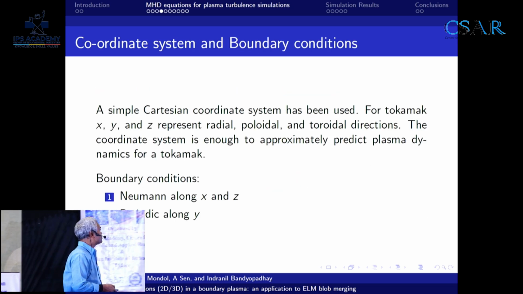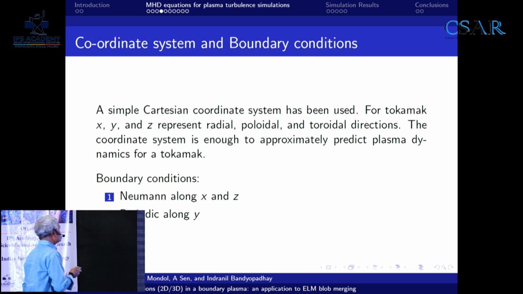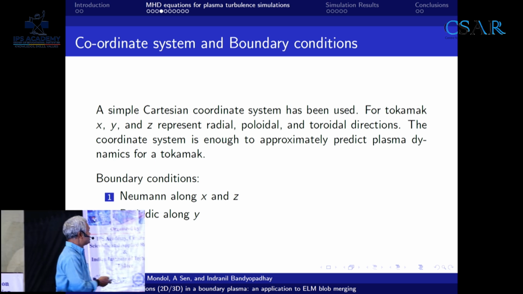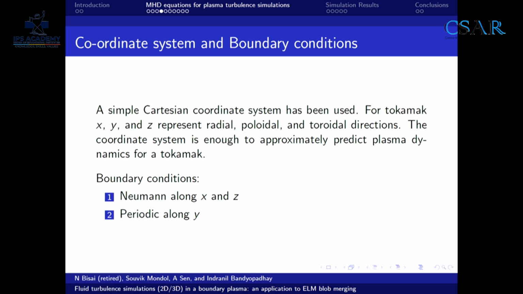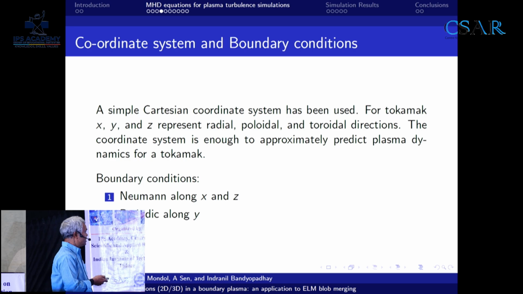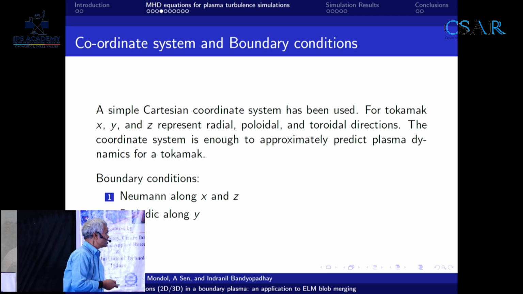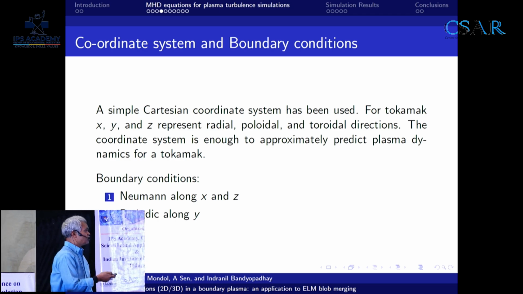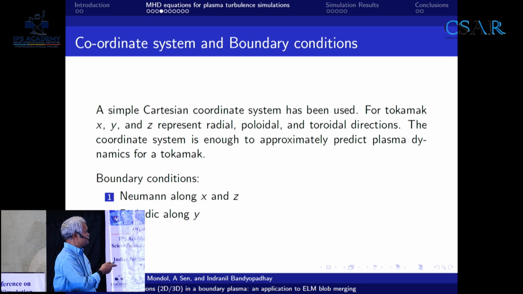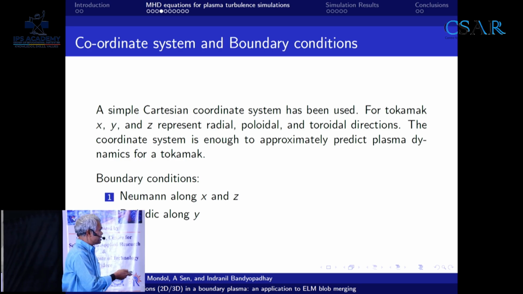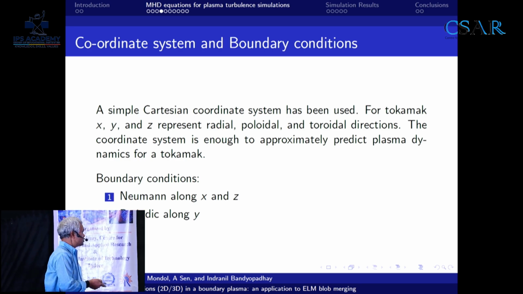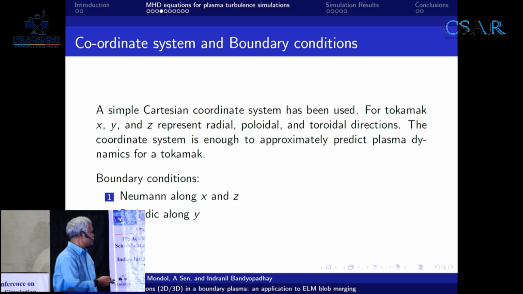Before that, the coordinate system used is simply X, Y, and Z, not like toroidal coordinates, because it is very simple to do numerical work. X represents radial, Y represents poloidal, and Z is toroidal, meaning the direction of the magnetic field. But in the case of others, like whatever I told, linear device or ionospheric plasma, the same code can be used.